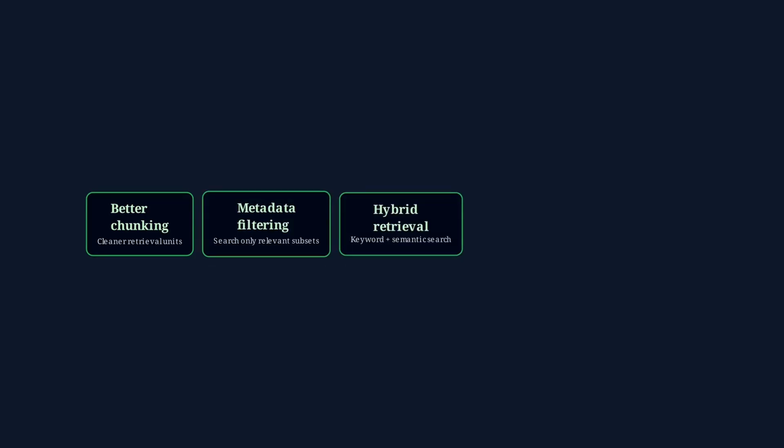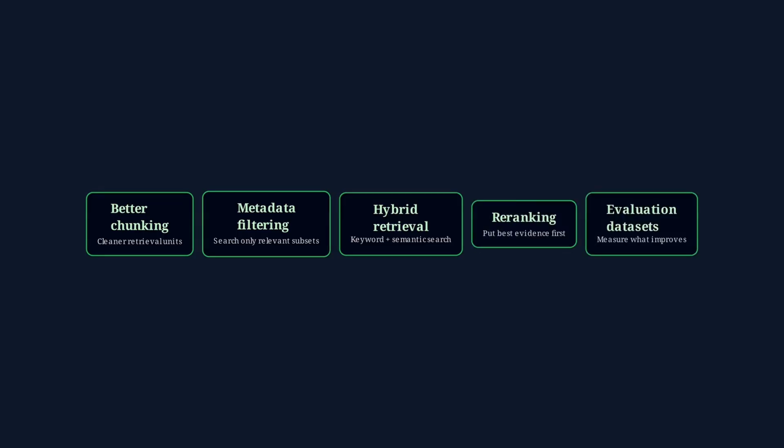So what do stronger RAG systems usually add? Better chunking, metadata filtering, hybrid retrieval, re-ranking, evaluation datasets. And importantly, they treat RAG as a pipeline, not as a single vector search call. The biggest misconception of RAG is thinking that vector search is the system. It's not. Vector search only retrieves possible context.